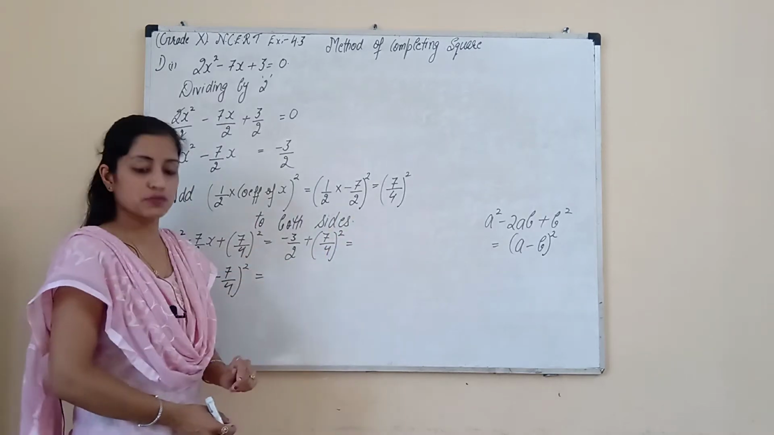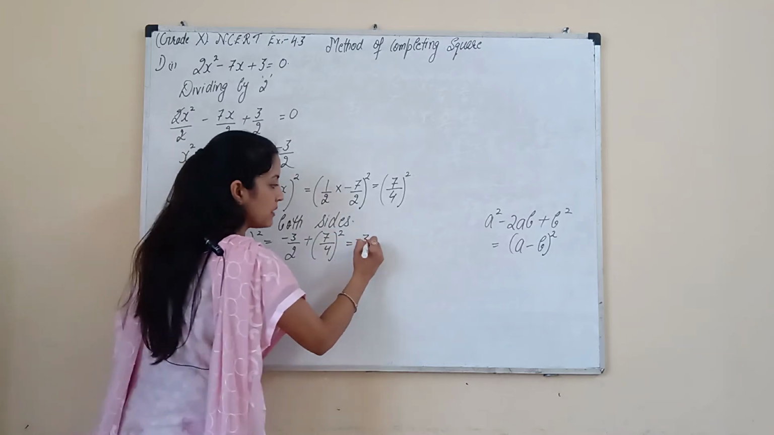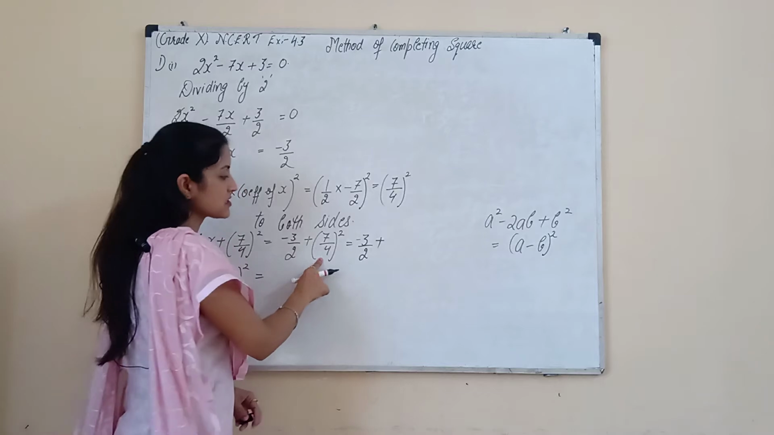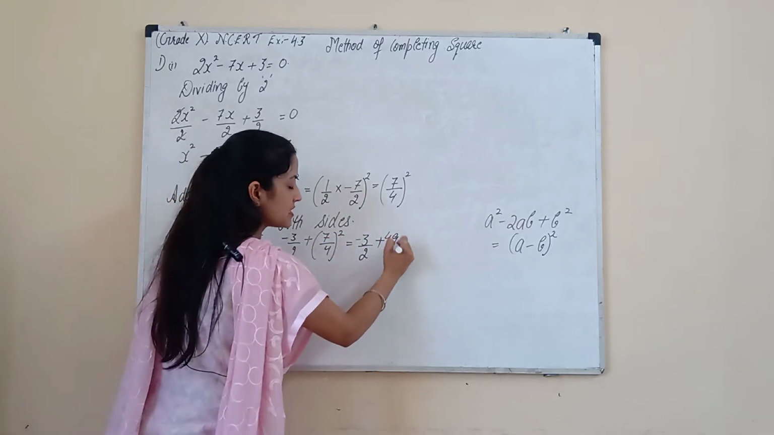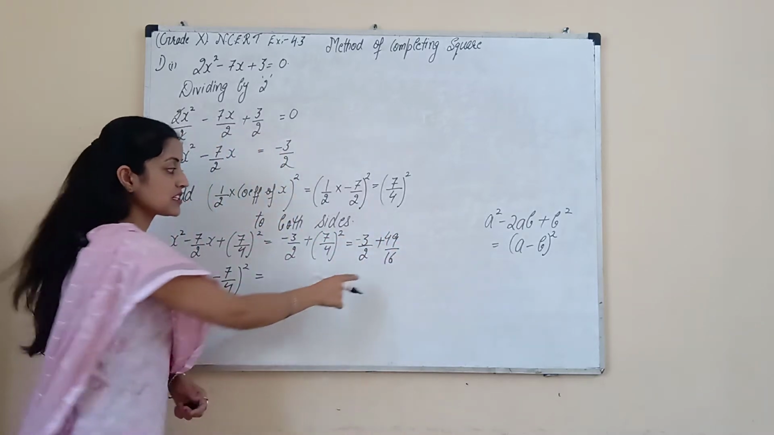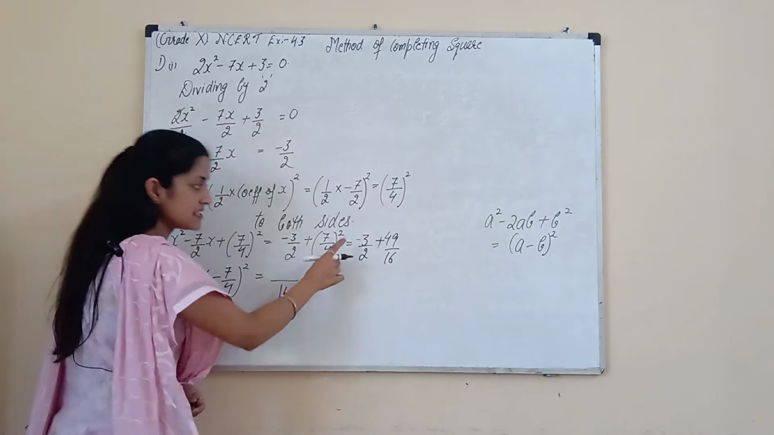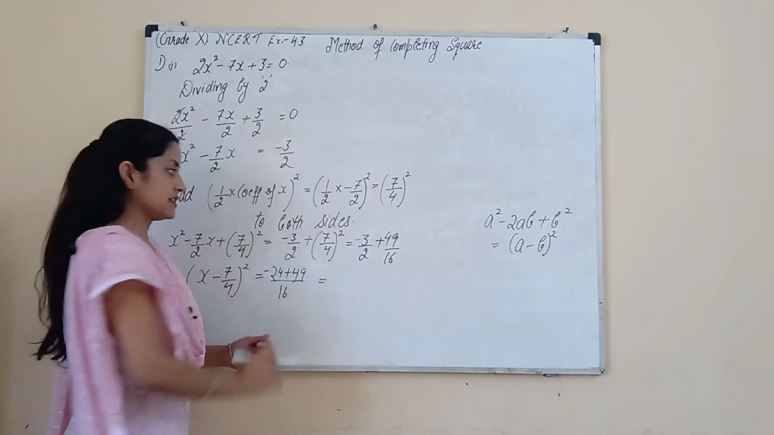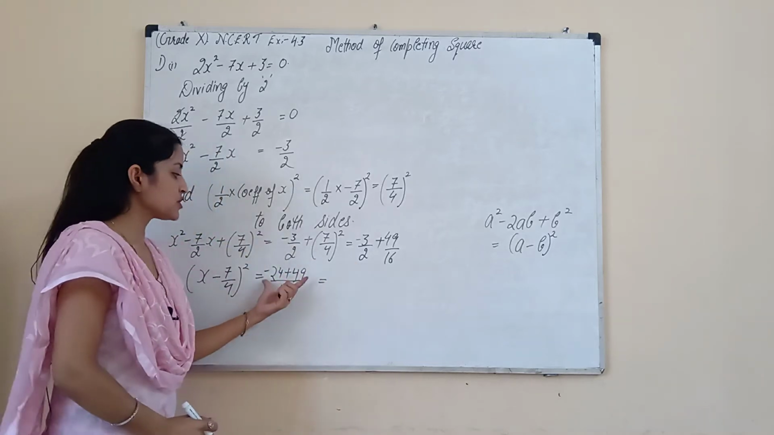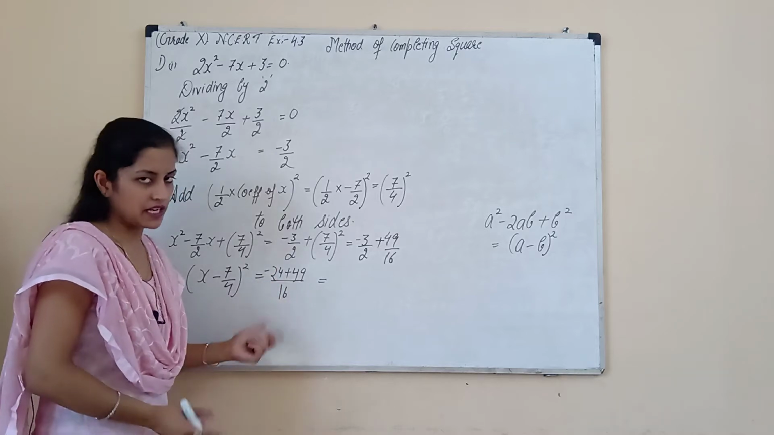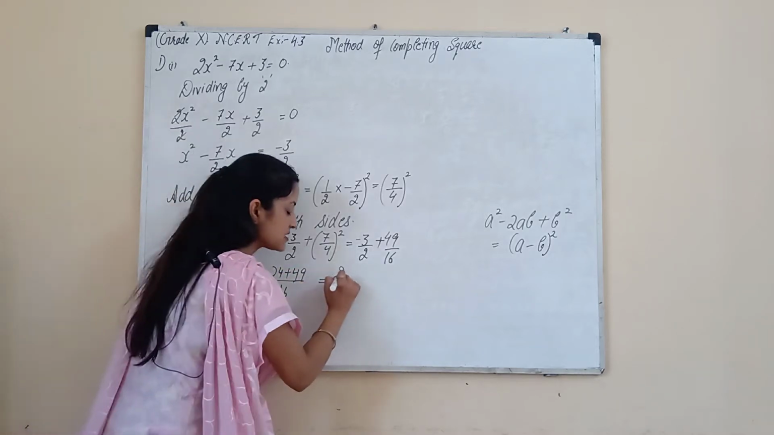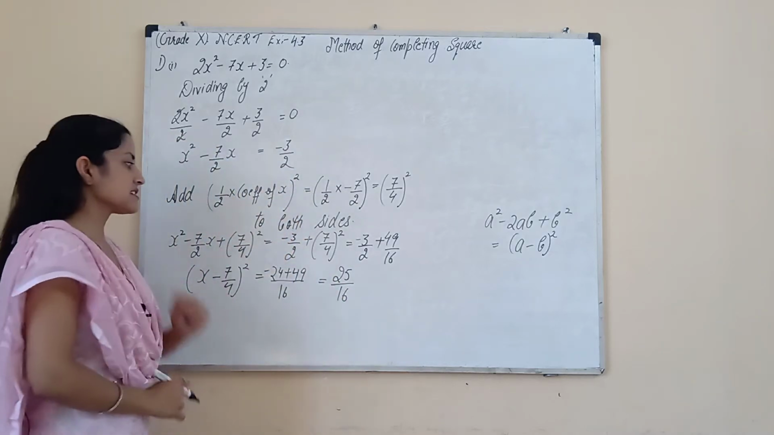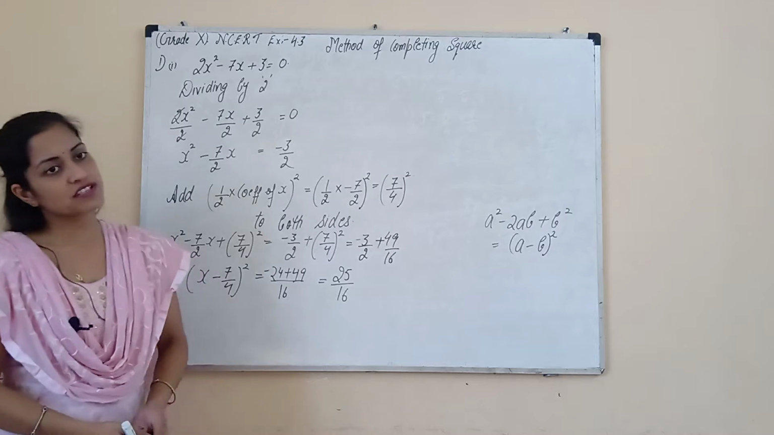Now let us solve the right side calculation as well. This is minus 3 by 2 plus 7 by 4 whole square. 7 by 4 whole square: square of 7 is 49 and square of 4 is 16. Now take the LCM. 16 is the LCM, that is minus 24 plus 49. After taking LCM, it becomes 49 minus 24, that is 25 upon 16. So the square is there on the left, and on the right hand side 25 upon 16 is there.